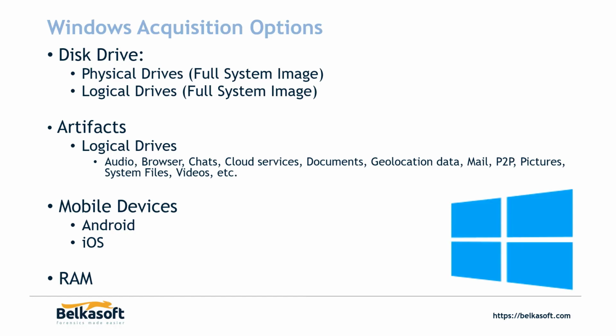When it comes to artifacts, we would select a logical drive. You browse onto that logical drive, and then you have the option to pick specific artifacts based on categories such as audio, browsers, chats, cloud services, etc. You can pick these types of files or these types of artifacts. So you're basically doing a triage remotely and only grabbing what's absolutely necessary.